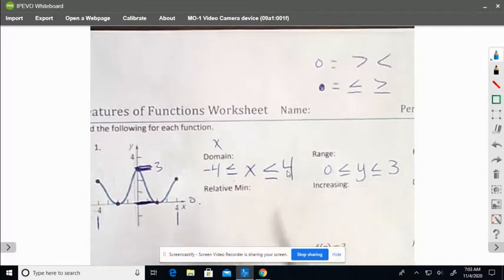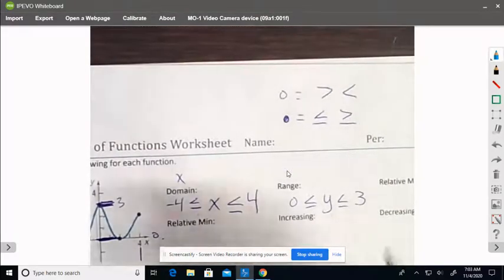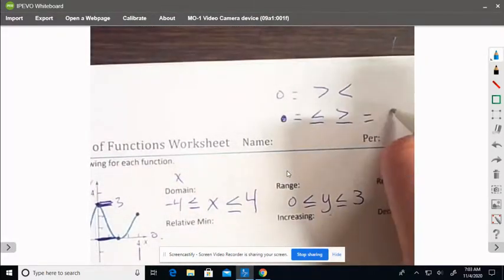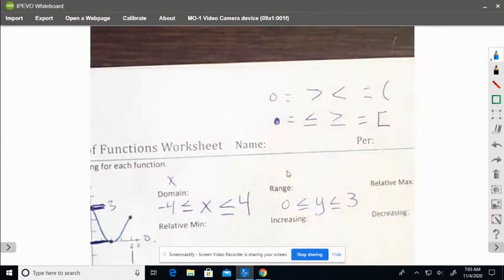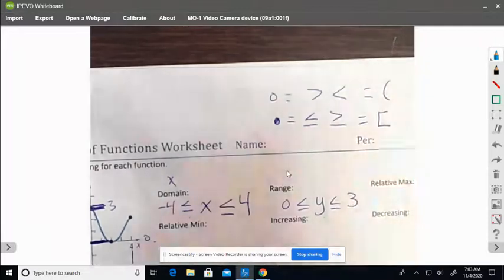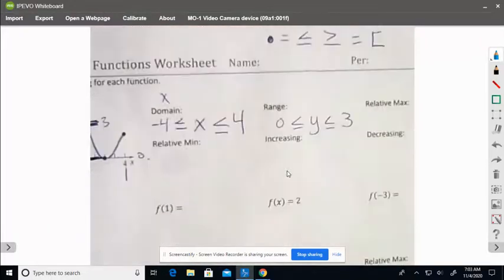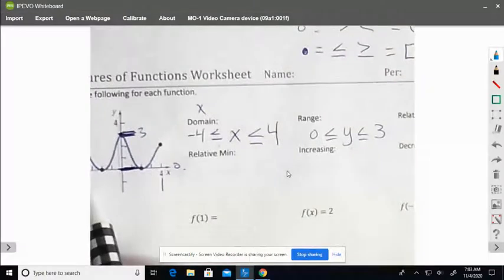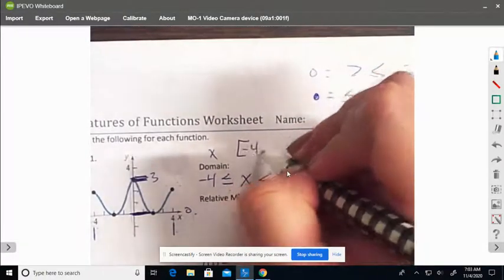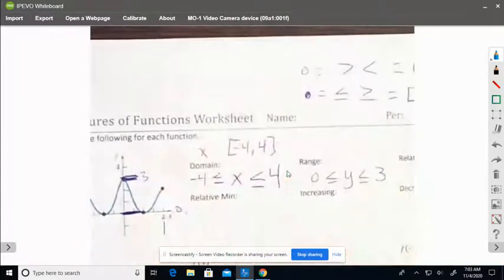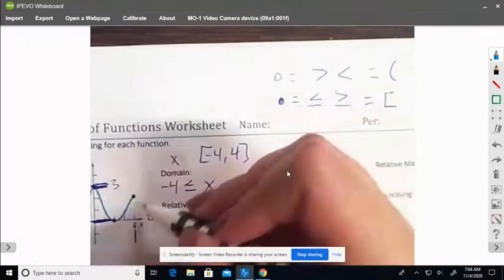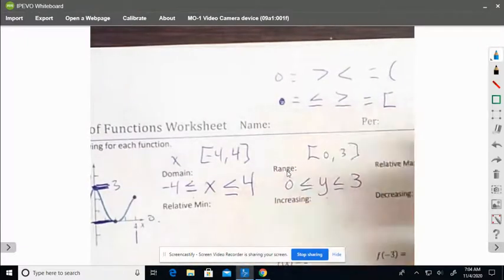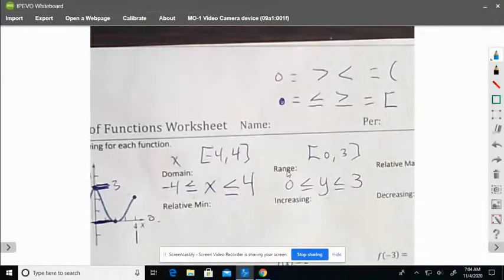Okay. There is another way we can write this. We could also write this as a closed circle is a bracket and an open circle is a parenthesis. And we can also write this in what we call interval notation. Okay. So I could also say we're going from -4 to 4. I can put [-4, 4]. If we say we're going from 0 to 3, these are both closed circles, so I can put [0, 3]. Okay.